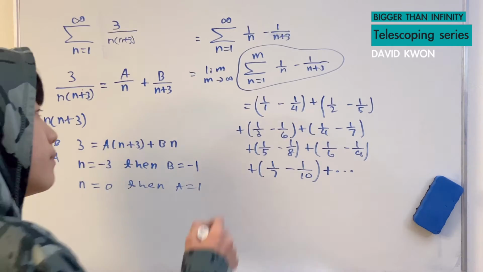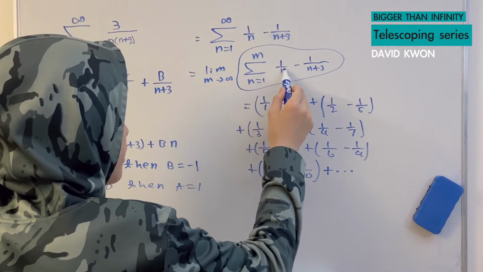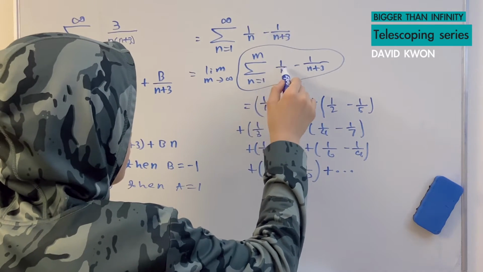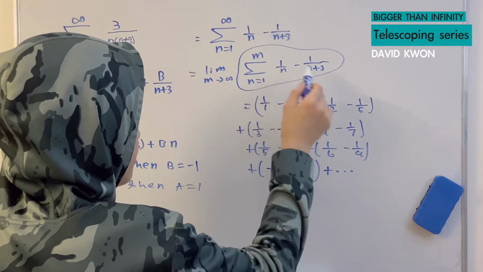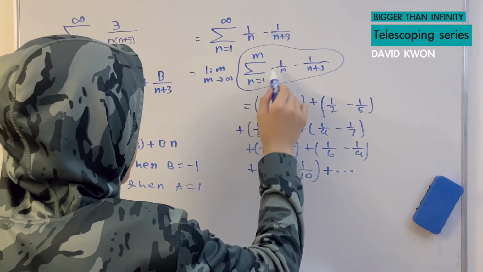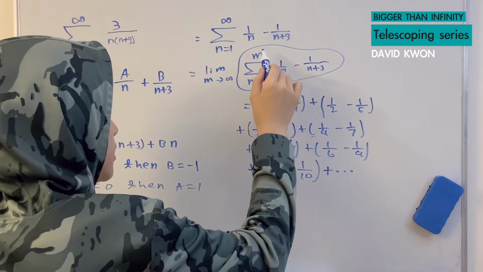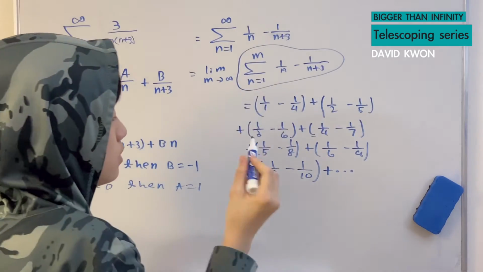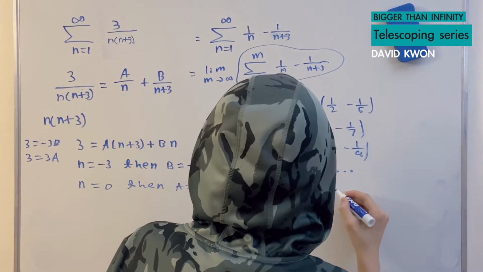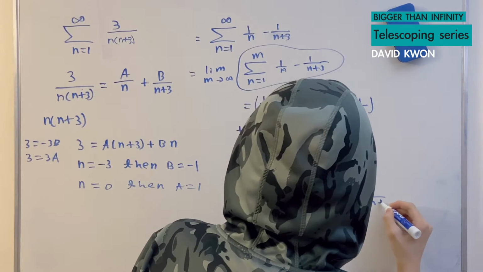But wait. When n is equal to 1, we have this. When n is equal to 2, put it in there, we get this. When n is equal to 3, we get this. When n is equal to 4, we get this. All the way up until m. So now we put m onto here and here. When we do, we get 1 over m minus 1 over m plus 3.